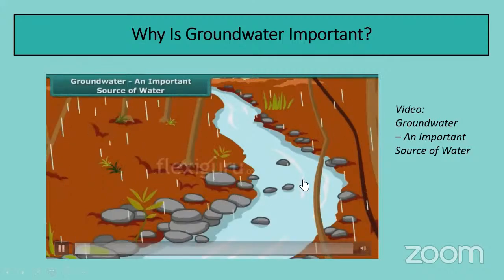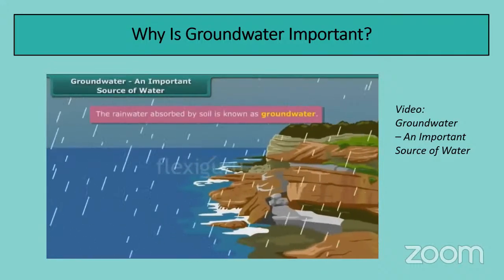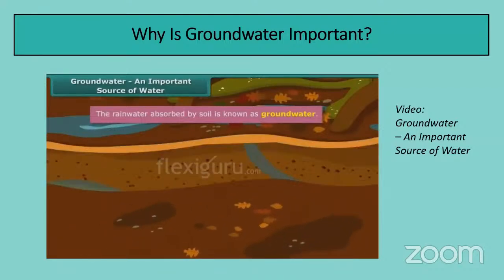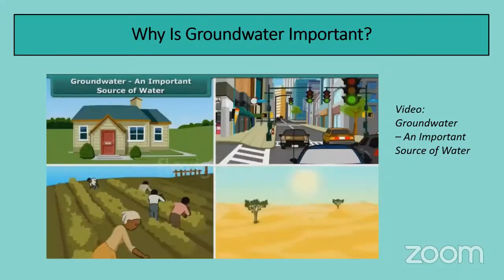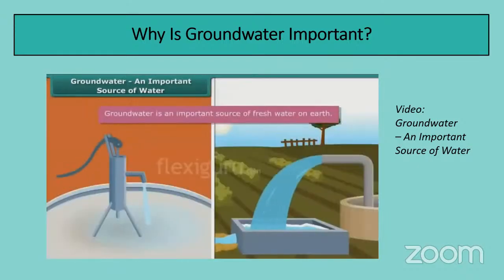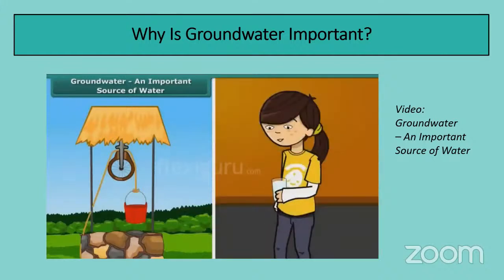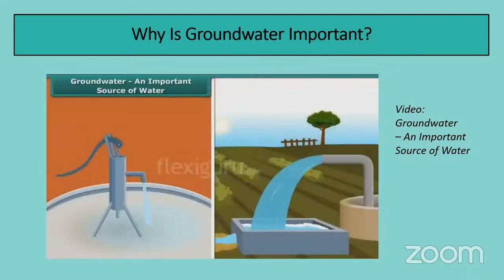Not all the rainwater flows through rivers and ultimately into oceans. Some of it is absorbed by the soil. This water is known as groundwater. Although it is not visible, it is almost everywhere, flowing beneath the ground under your home, cities, farms and deserts. Groundwater is an important source of fresh water on Earth. It is the source of water for many lakes and wells. Many of us drink groundwater every day. That is because hand pumps and tube wells tap groundwater to provide water for consumption.